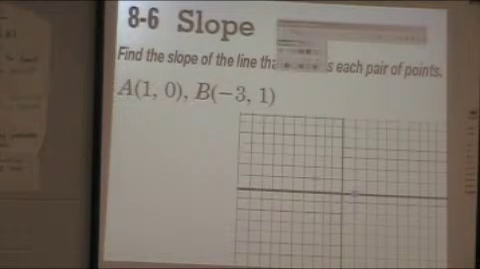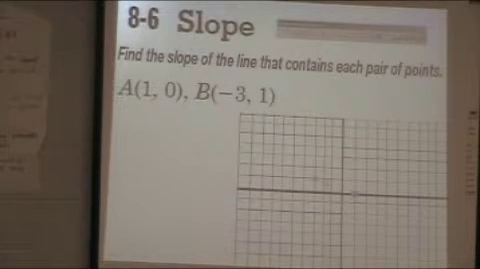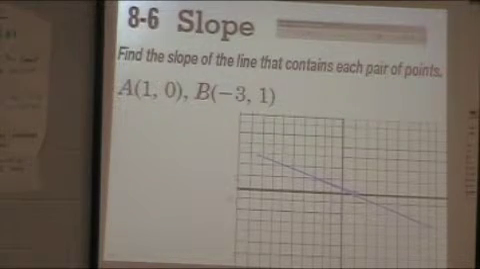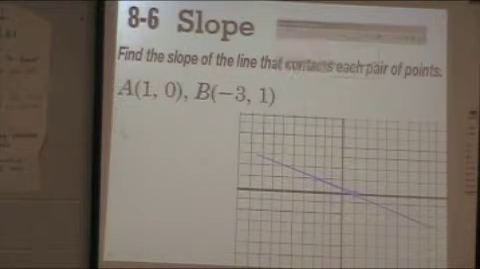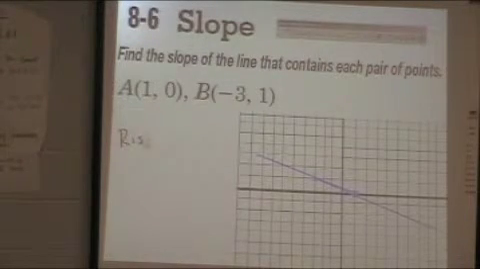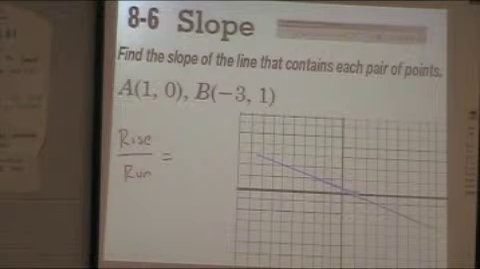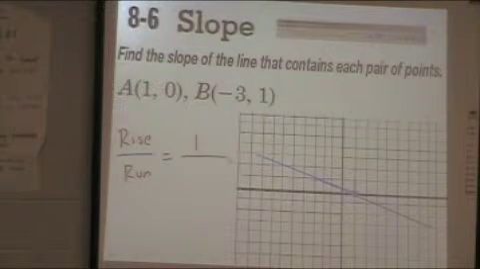Now what do I have to do? I have to create a line. So I'm going to create a line going in both directions on forever and ever. Now, in order for me to find the slope, I have to find the rise over the run. Now, the rise is how much up or down I go. So starting here, how far do I go up? 1. Okay, and I put that over the run.